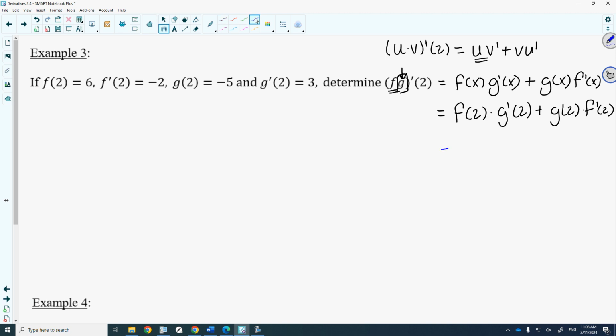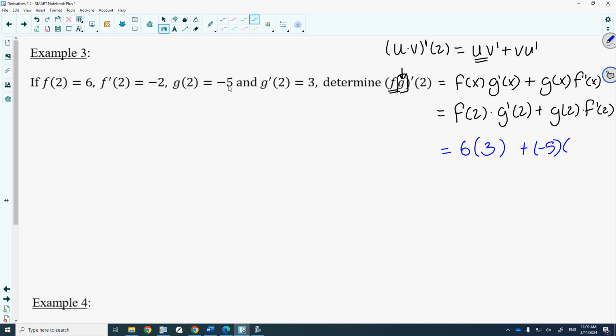Okay, f of 2. So on my f function, when x is 2, what's y? So f of 2 is 6. G prime at 2. On my g function, what's the derivative at 2? So g prime at 2 is 3. Plus, on my g graph, when x is 2, what's y? G of 2 is negative 5.